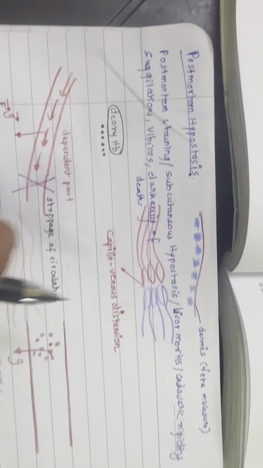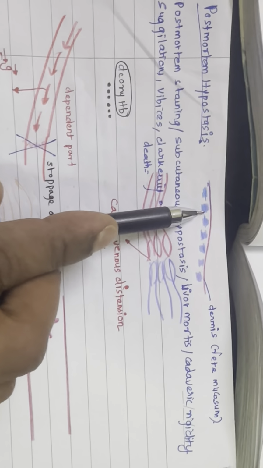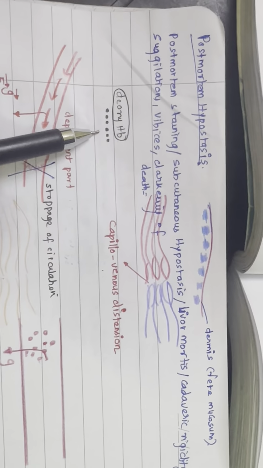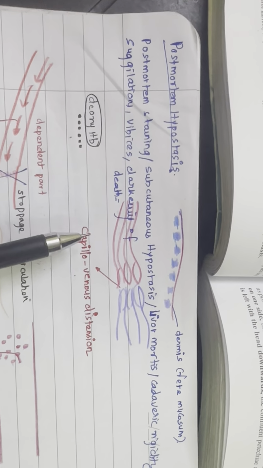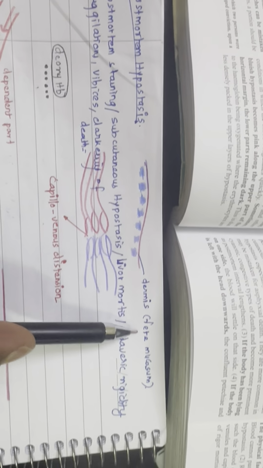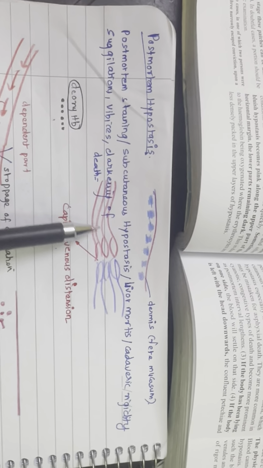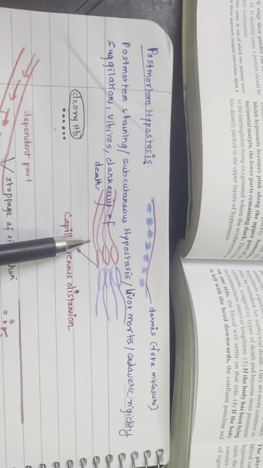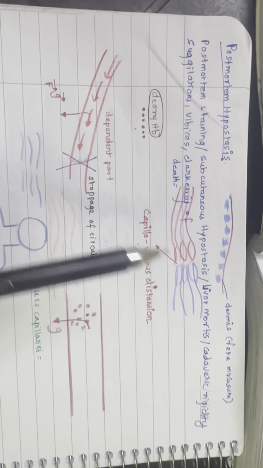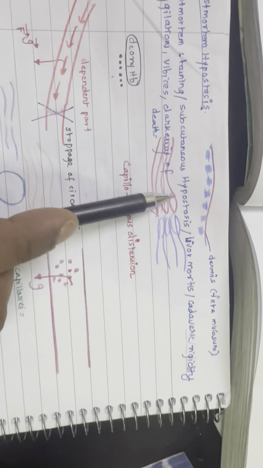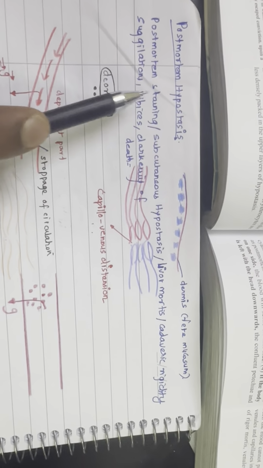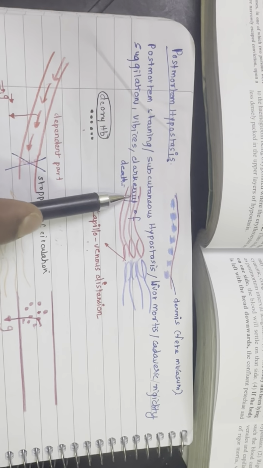Postmortem hypostasis, part 1. This is the bluish purple or purplish red discoloration due to deoxyhemoglobin, which appears under the skin in the most superficial part of the dermis, rete mucosum, of the dependent part of the body after death due to capillary venous distension. It is also called postmortem staining, subcutaneous hypostasis, livor mortis, cadaveric rigidity, sugillation, vibices, and darkening of death.